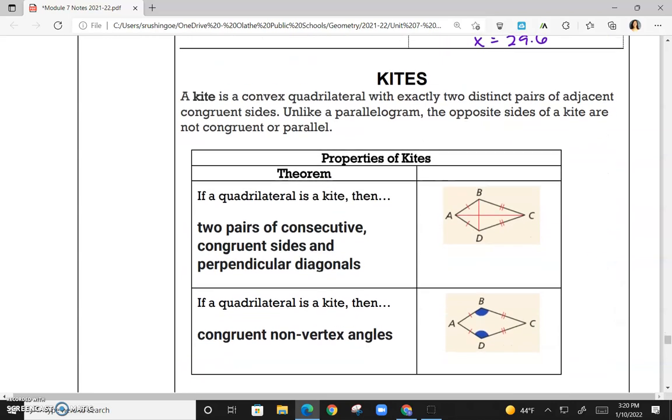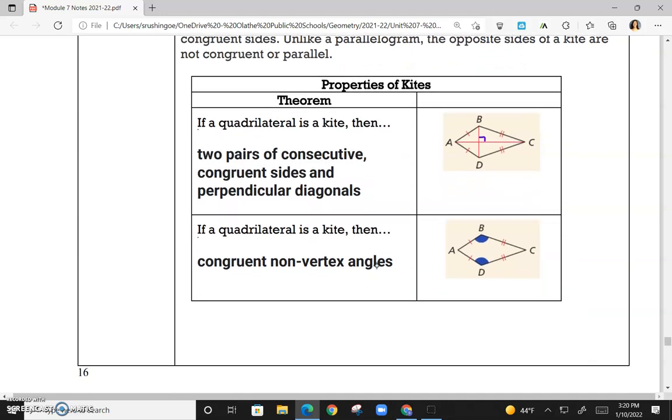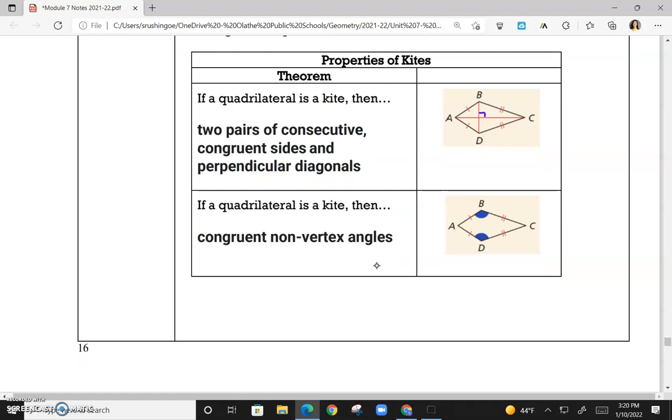Last, we're going to talk about kites. Kites have a couple of properties here, and the first one is that there are two pairs of consecutive congruent sides and perpendicular diagonals. So notice our tick marks here, and then I'm going to go ahead and put that little right angle symbol in there for our perpendicular diagonals, to show they're perpendicular. So notice that the sides here, one right after the other, not opposite, but the ones right after each other, those are congruent. And then we also have congruent non-vertex angles. So right here, the ones that are not at the vertex, those are congruent to each other.